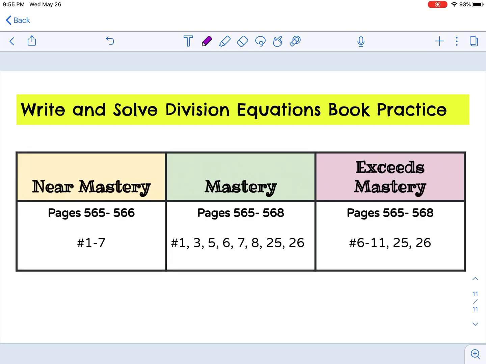All right, this is our last book homework of the year, so you're going to take a moment to circle your problems, deciding if you want to work on near mastery, mastery, or exceeds mastery. When you're all finished, make sure you submit it on Canvas.